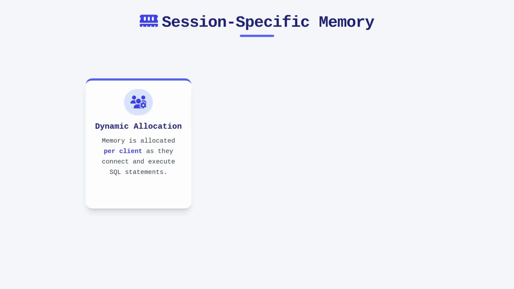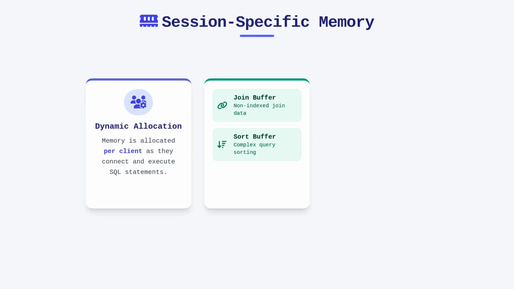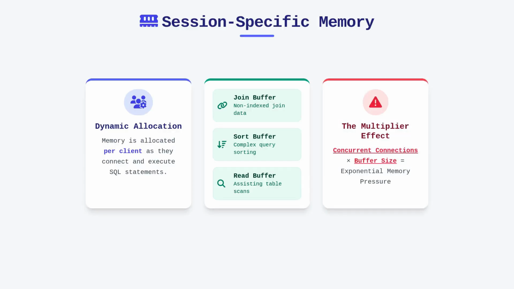Session-specific memory is allocated dynamically as clients connect and execute their individual SQL statements. Each session requires its own memory for various buffers, such as the join buffer, which holds data for join operations that cannot otherwise be optimized with indexes. Furthermore, the sort buffer facilitates sorting operations for complex queries, while read buffers are allocated to assist with table scans.